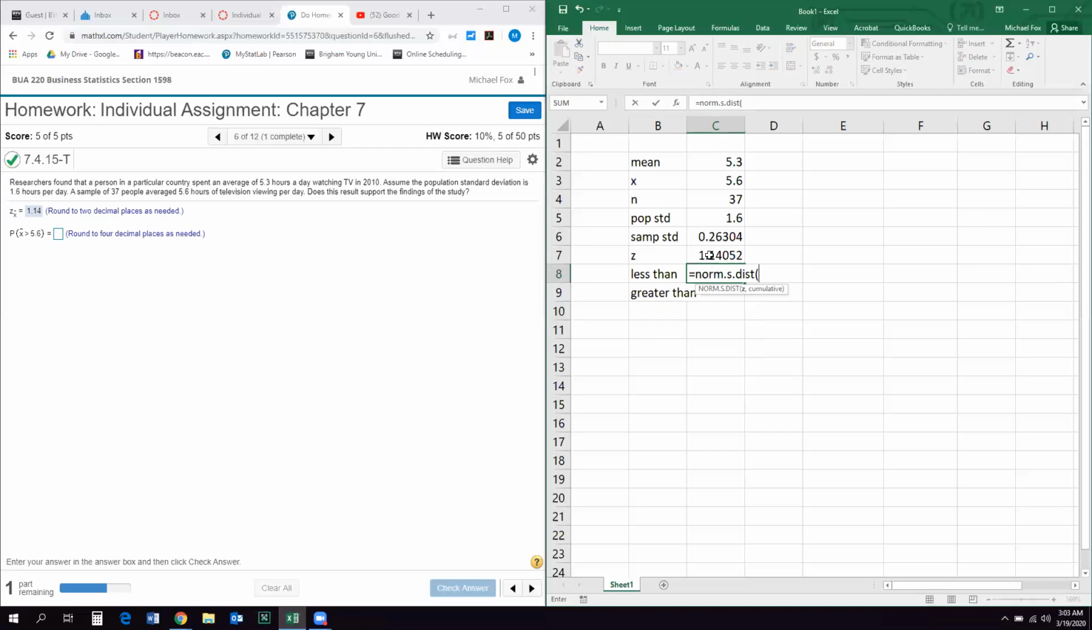We use our z-score of 1.14, and then true for our cumulative, and that will give us the probability that x bar will be less than 5.6. So the probability that it is greater than is just 1 minus that probability of less than. So let's see, 4 decimal places, 0.1270.